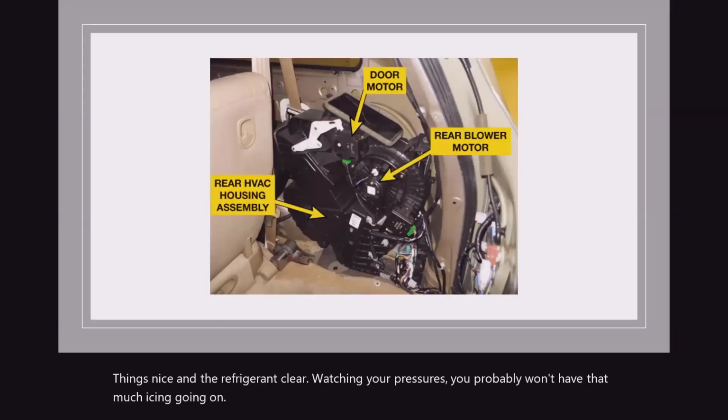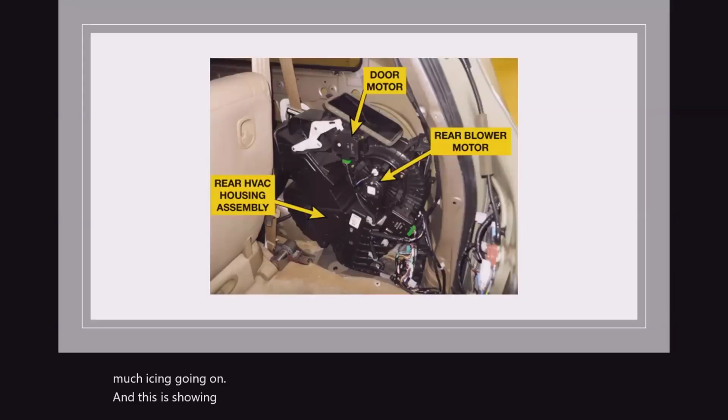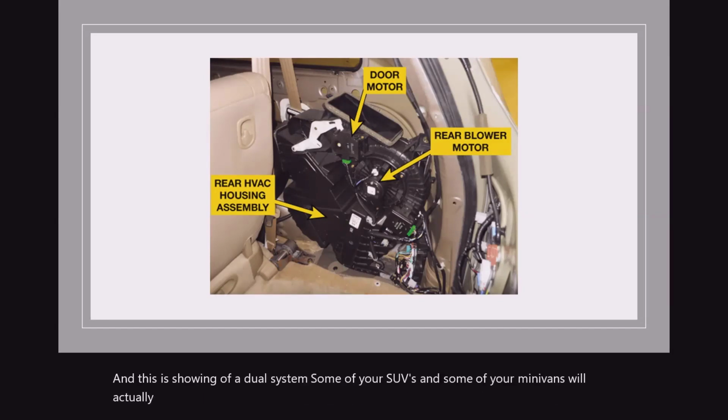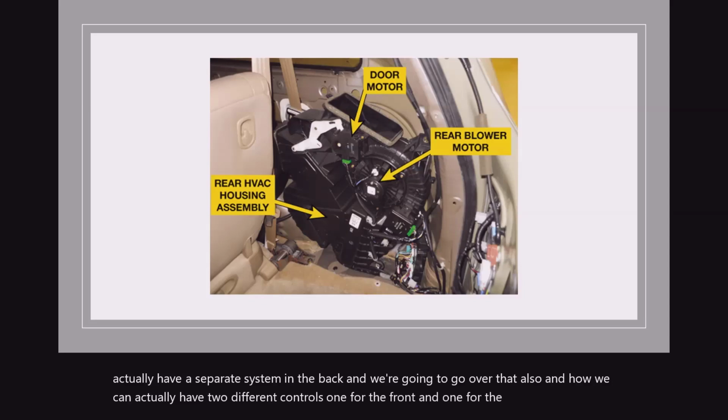And this is showing a dual system. Some of your SUVs and some of your minivans will actually have a separate system in the back. We're going to go over that also, and how we can actually have two different controls, one for the front and one for the rear, when we start talking more about the electronics on it too.